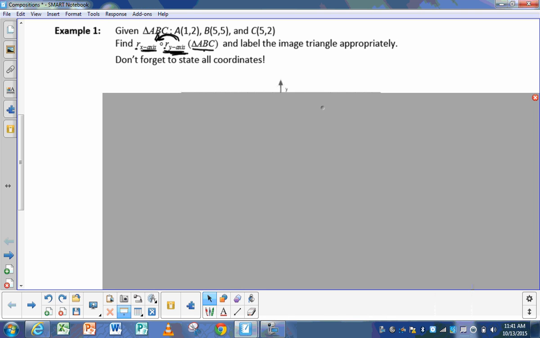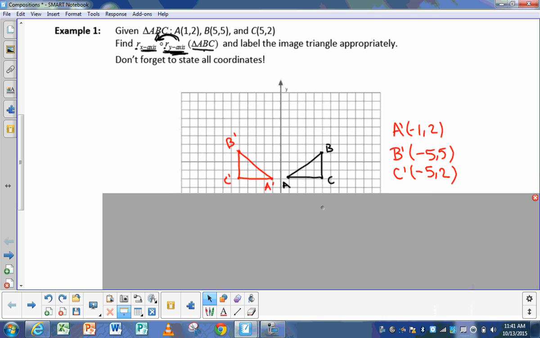Welcome back. So what we did first is we drew the triangle ABC, which is my triangle in black here, and then we reflected that over the y-axis. And when we do that, we get a triangle that looks just like this red one here. Now when we reflected over this y-axis, remember our coordinates, we have to negate x and keep y. So that means that A became -1, 2, B became -5, 5, and C then became -5, 2. Remember, when we flip over the y-axis, we negate x and we keep y.